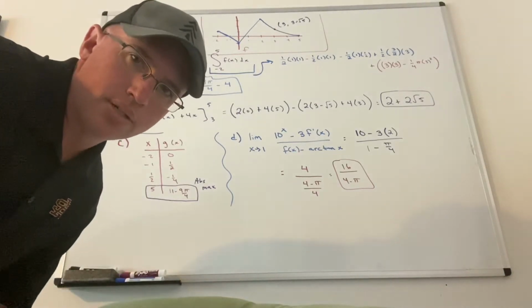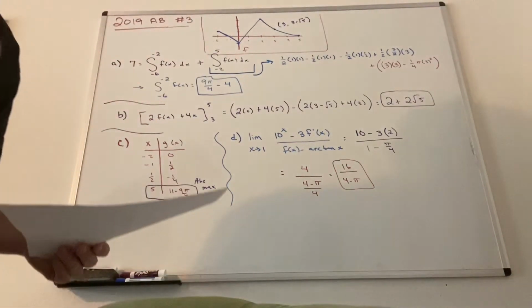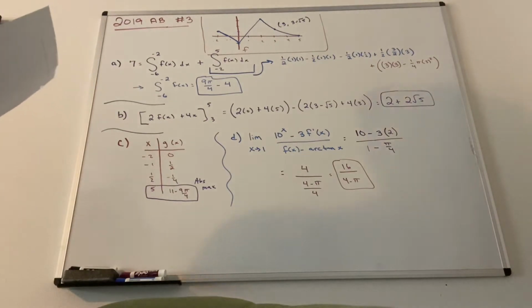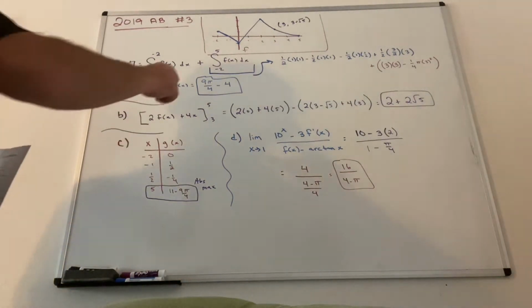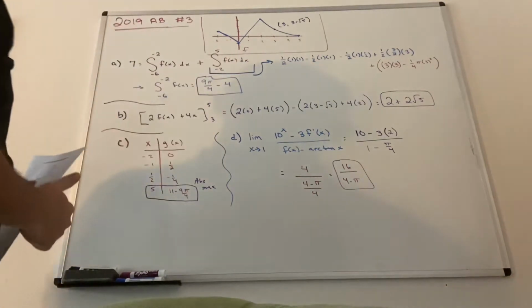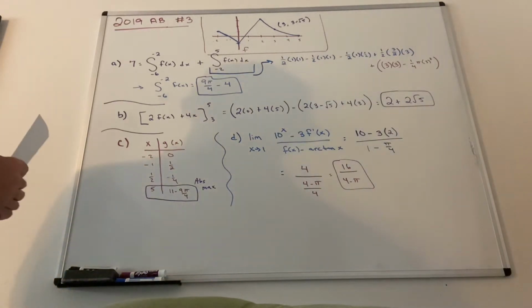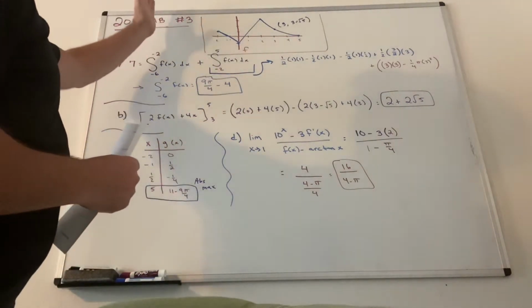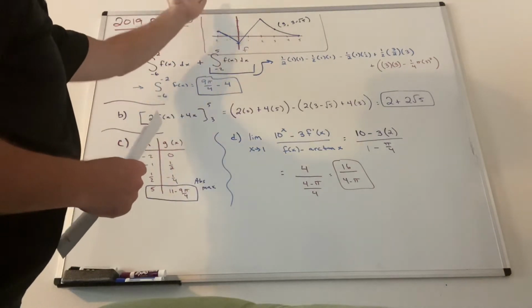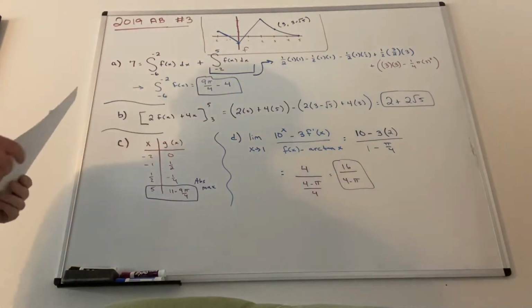All right, guys, this is the 2019 AB exam question number 3, and this one is a pretty tough question overall. You're given the graph of f right here, and in the directions you're told that f is defined on the closed interval from -6 to 5. So some of the graph is missing, right? Like we know from -6 to 2, it's something, we just don't know what it is, so keep that in mind.